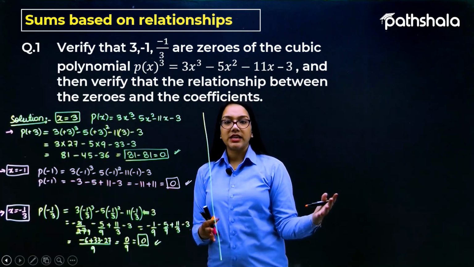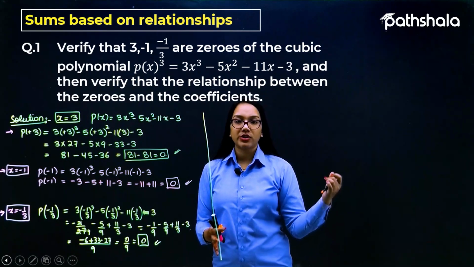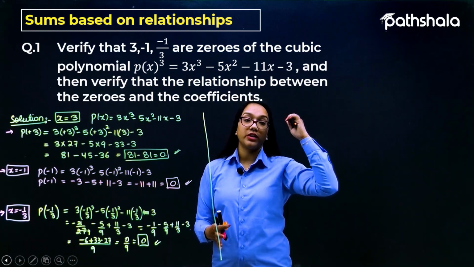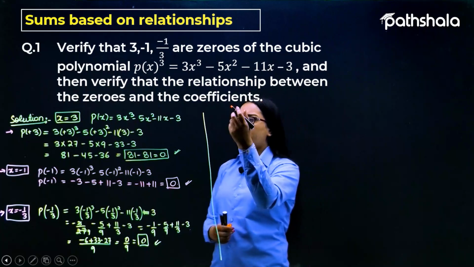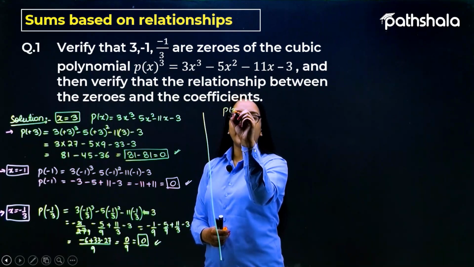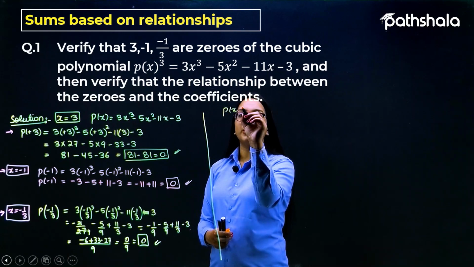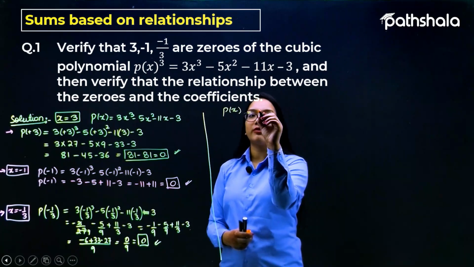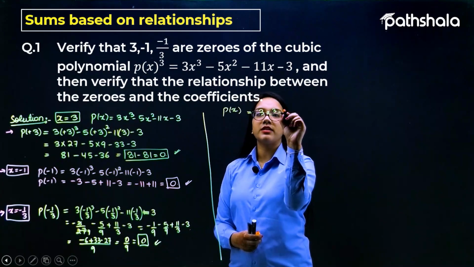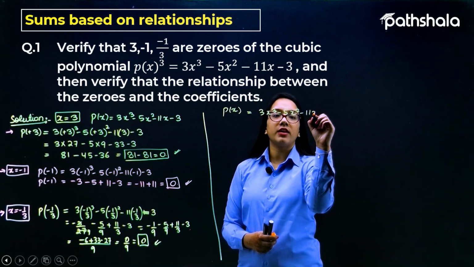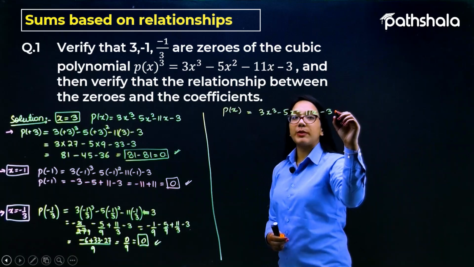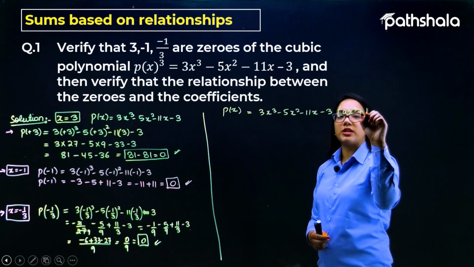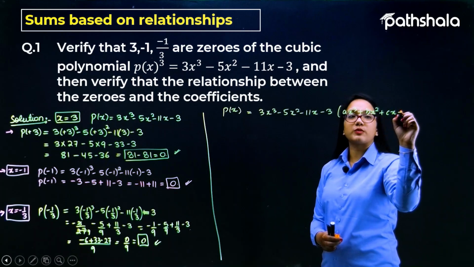And again it says, verify the relationship between the zeros and the coefficients. Now let's suppose we are taking the polynomial p of x, which was of the form 3x cube minus 5x square minus 11x minus 3, and we can express it in the form ax cube plus bx square plus cx plus d.